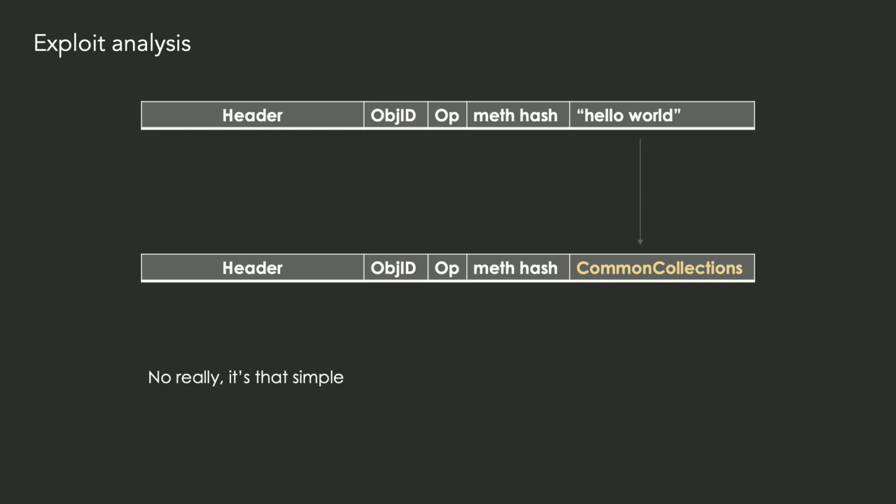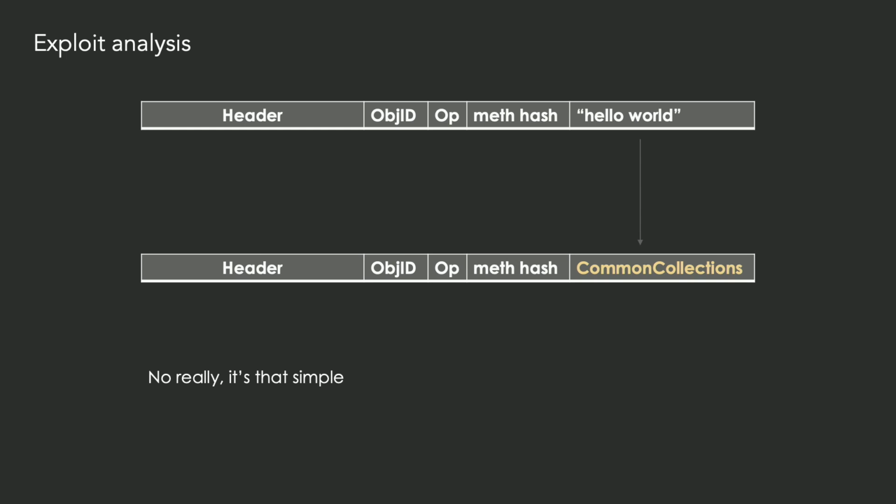So this is exploit analysis. It's very simple if you understand the protocol. You just send the header, the object ID, the method hash, and then you replace whatever is in the arguments with the payload that you want to deserialize. So it's actually very easy.